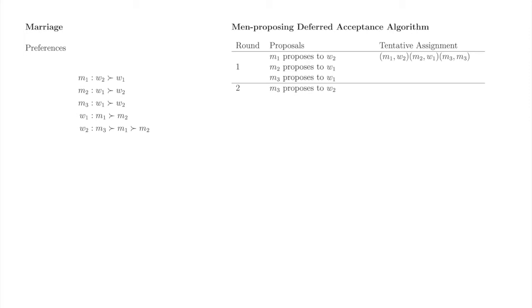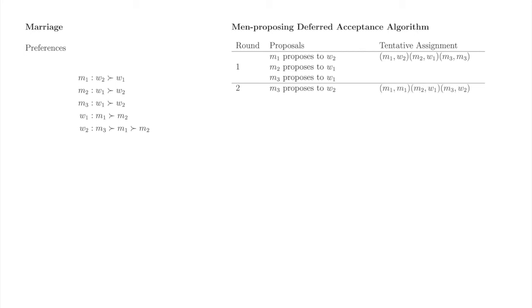Round 2 begins. M1 and M2 do not propose in round 2, or alternatively, they repeat the proposals that W2 and W1 held in round 1. In any event, M3 now proposes to W2, his favorite woman who hasn't rejected him in any previous round.